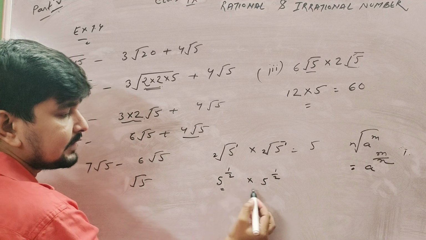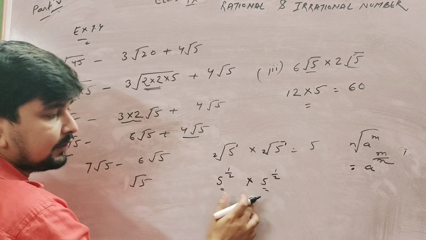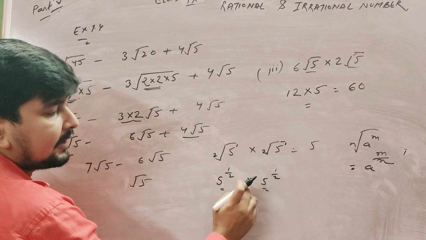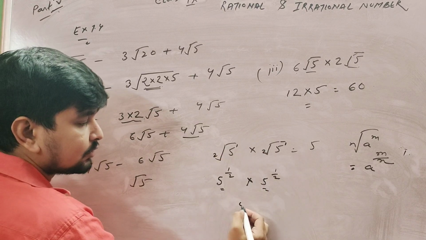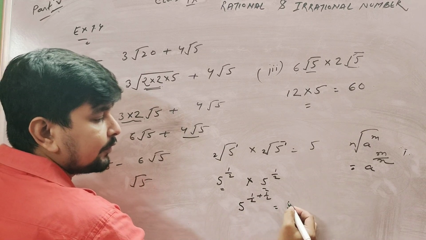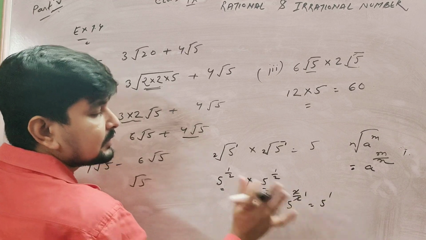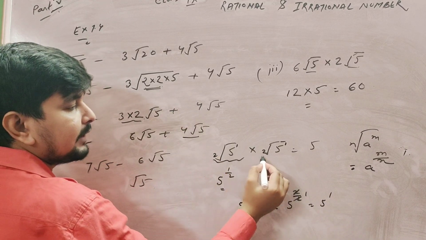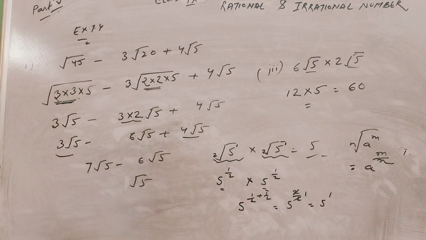Clear? Same base, with multiplication. We know that when the base is the same and the sign is multiplication, the powers get added. So 5 to the half plus half. So whenever you add, that is 2 upon 2, which is 1. So the answer is 5 to the 1. So whenever you multiply these two root 5s, you get one single 5. Clear? Note.